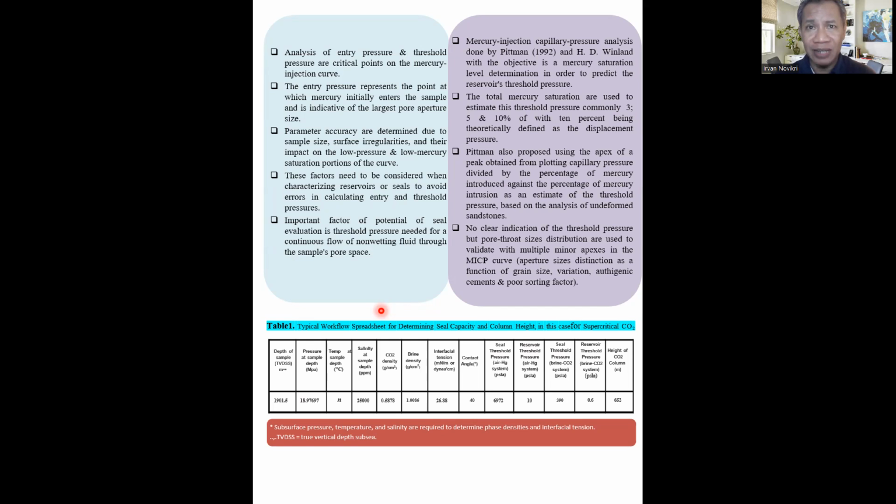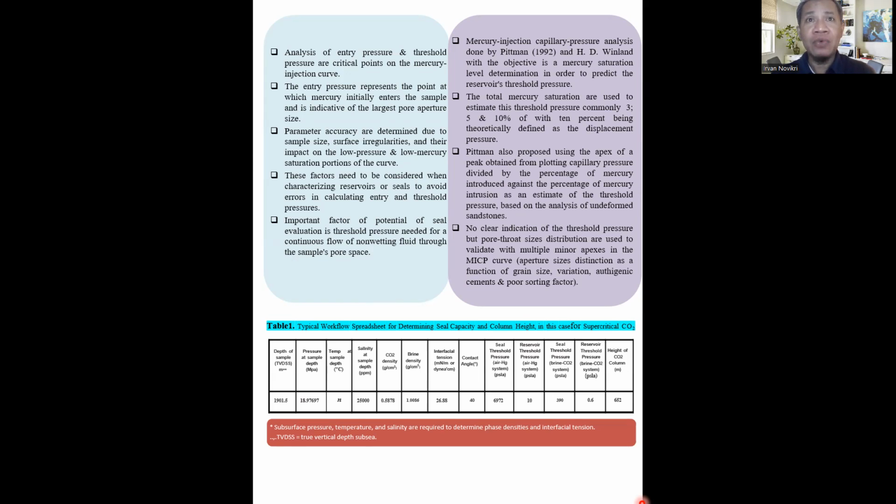Determining the largest pore aperture size in MICP analysis is quite challenging, because of factors like sample size and surface irregularities, and sometimes these irregularities affect both the low pressure portion and the low mercury saturation portion of the analysis curve, leading to errors in the injection process. It is important to consider this factor when characterizing a reservoir or seal to avoid significant errors in calculating entry and threshold pressure.